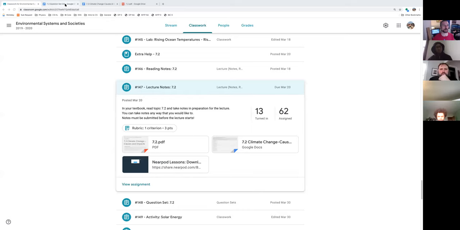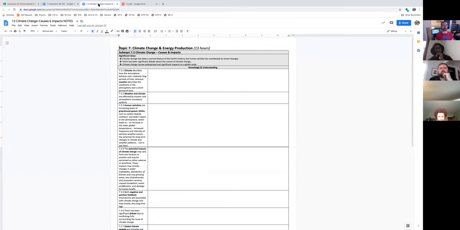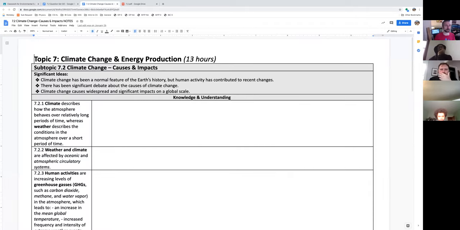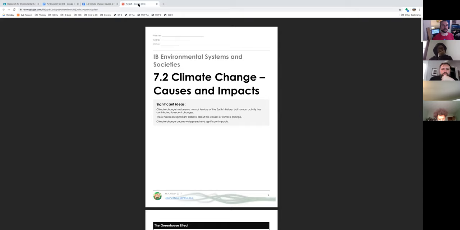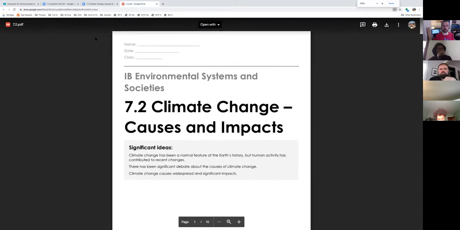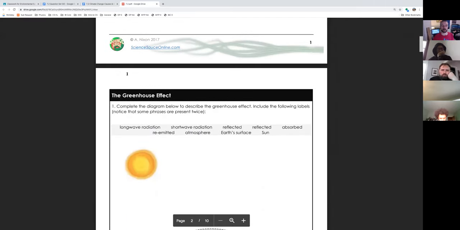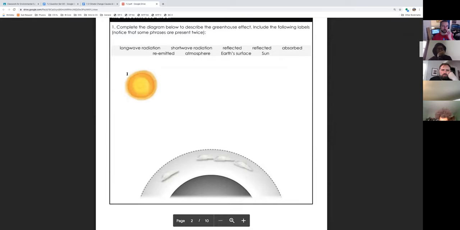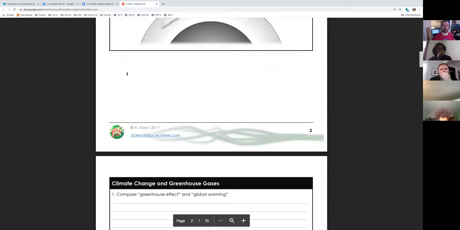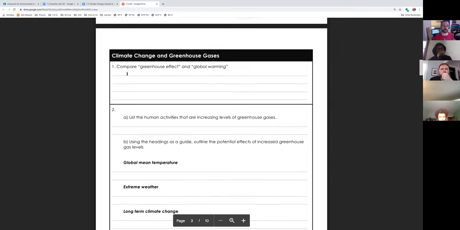There's no guided notes for 7.2, right? For 7.2, I posted this one and also this one. So you notice that this one involves a little bit more drawing, other things that are harder to do on the computer. It would be easier if you had a printout, obviously.